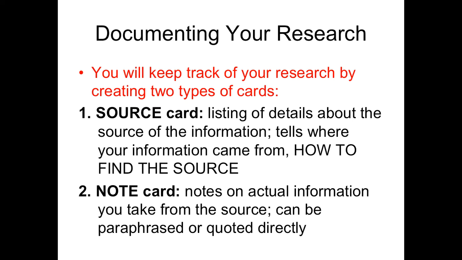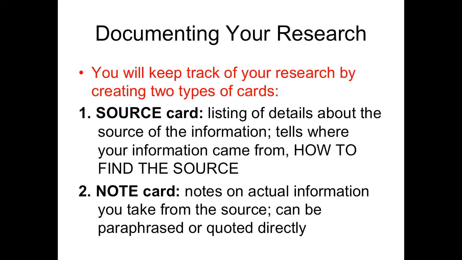As we go through our collection of research and look at our articles, our websites, our books, we're going to be keeping track of our research, meaning how we collect it, using two types of index cards. The first card we're going to create is a source card. This type of card lists all of the details about where to find this source again. It would give us information on the author, the title of the work, what year it was published, any information that would help me go and search and find that source again. And so we'll create one source card per source.